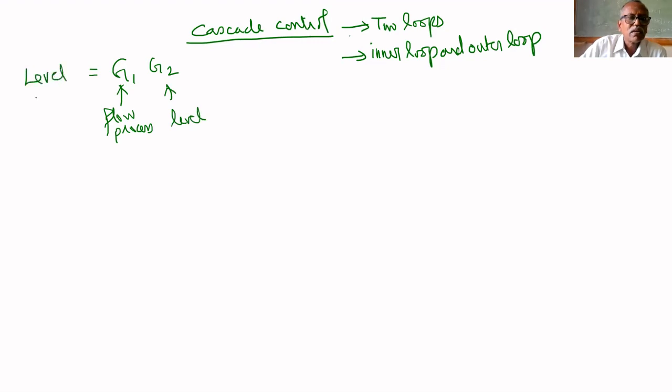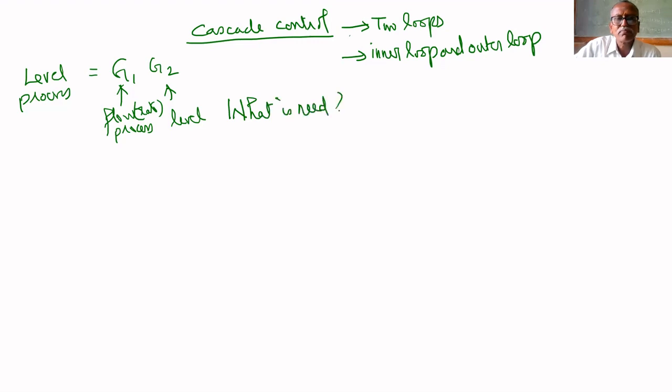We can separate the level process into two parts, one is flow rate and the other is level. We are going to control flow rate as well as level. Why? That we will see now. What is the need for cascade control?